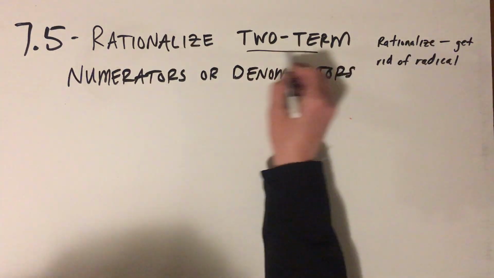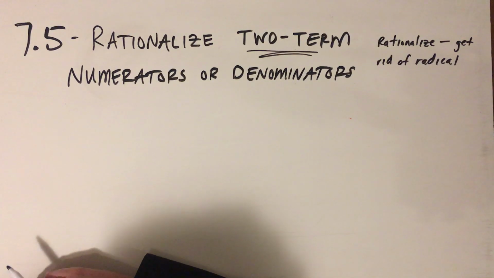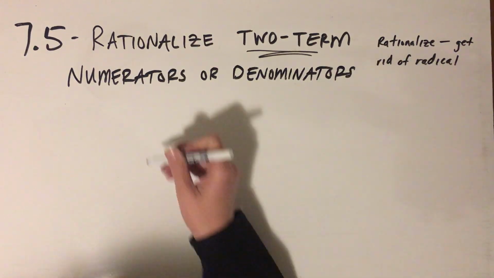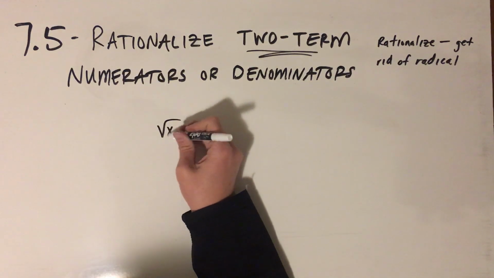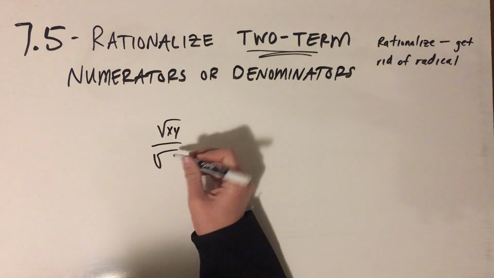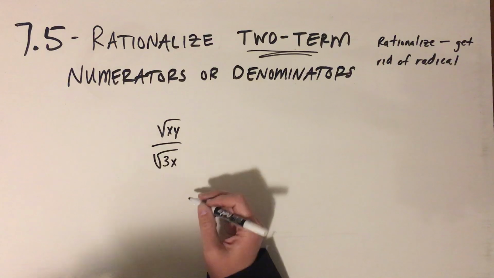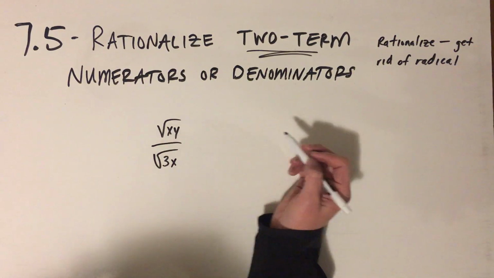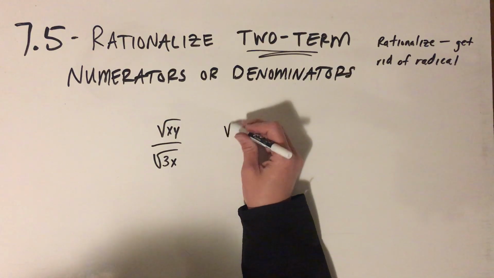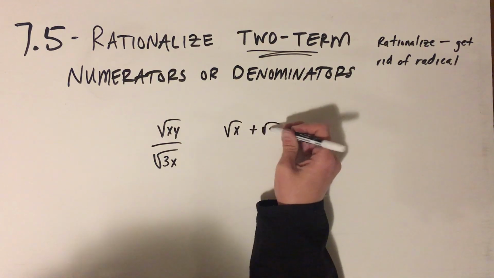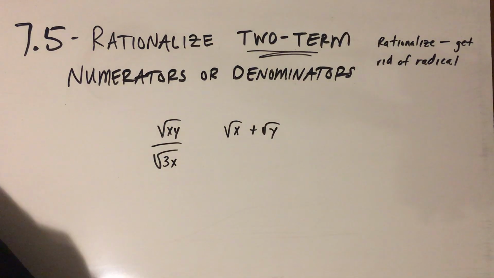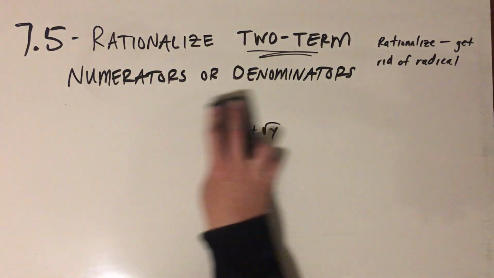Now remember this, two terms means they're separated by addition and subtraction. So something like the square root of xy over the square root of 3x is not two terms. This is a single term numerator because this is all related through multiplication. But if I had the square root of x plus the square root of y, this is a two-term numerator. So that's what we're talking about, stuff that's separated by addition and subtraction.